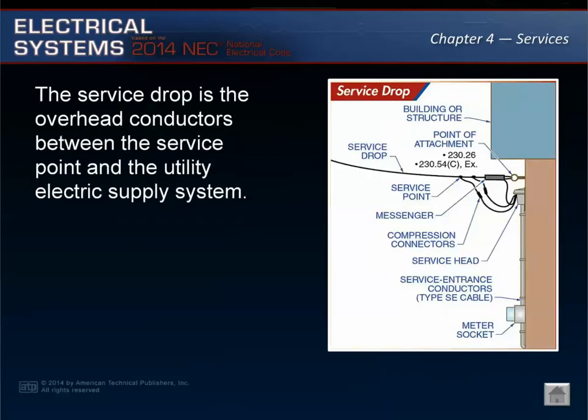The service drop is the overhead conductors between the service point and the utility electrical supply system. Usually the service drop conductors originate at the last utility pole or aerial support and continue to their point of attachment on the building or structure. Utility companies frequently use triplex or messenger cable assemblies as the service drop conductors to the building. In many of these systems, the steel messenger cable is used as the grounded or neutral conductor for the premises wiring system.